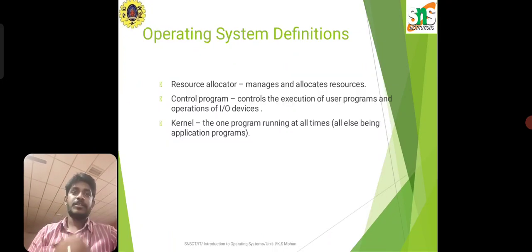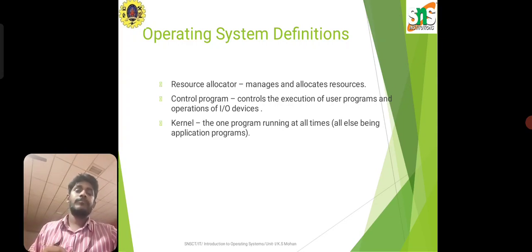Next, we start with the operating system definition. An important term we use is that the OS is a resource allocator. A resource allocator manages and allocates resources. It is a very important concept in the operating system, and allocating resources plays an important role. The OS is also a control program, which controls the execution of user programs and operations of input output devices. Then the kernel is the one program running at all times, with all else being application programs, from the starting to the ending.